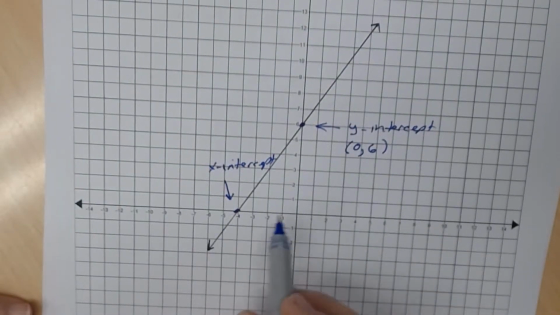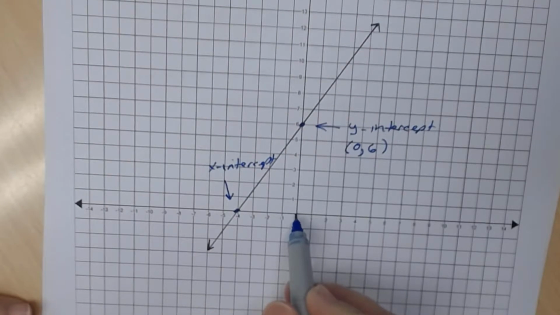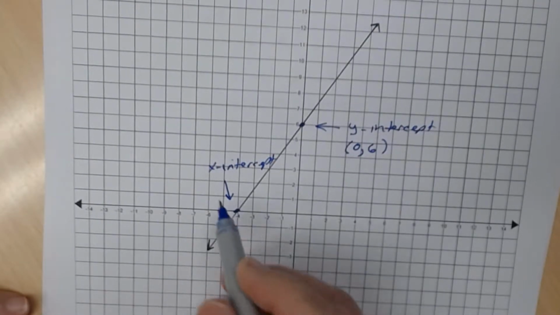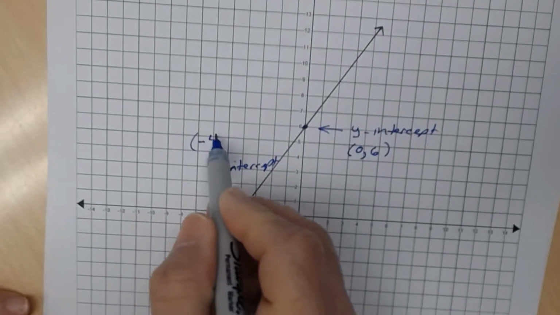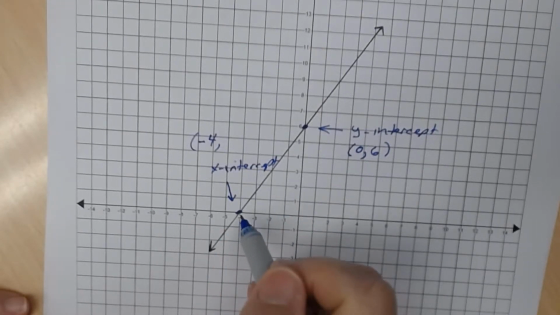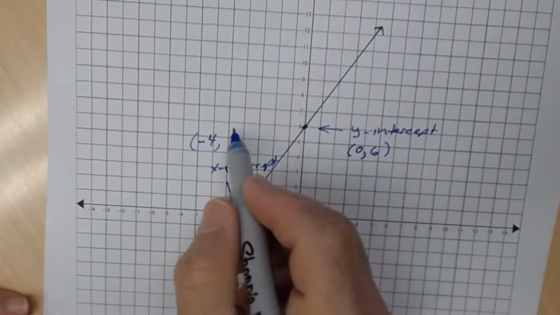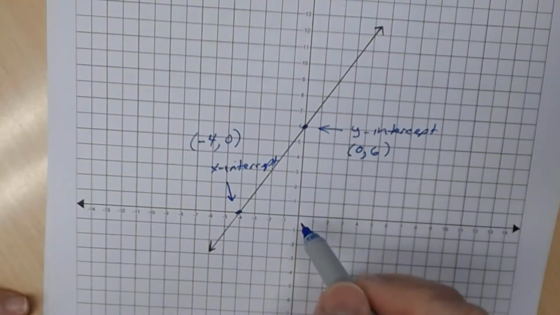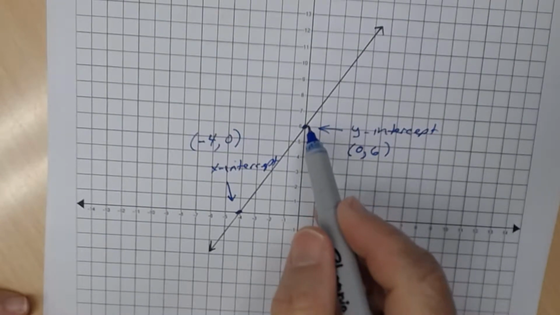If I look at the x-intercept, again, you start at the origin. To determine the x-coordinate, I've got to go to the left 4 units, so my x-coordinate is -4. But I stay there because that's where the point is. I don't go up, I don't go down. Since I'm not moving up or down, the y-coordinate is 0.